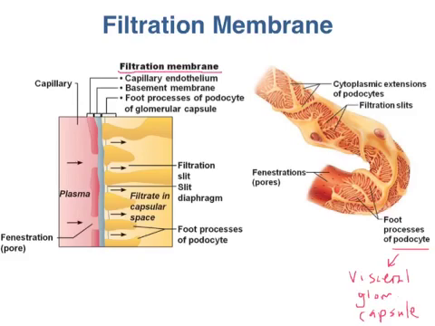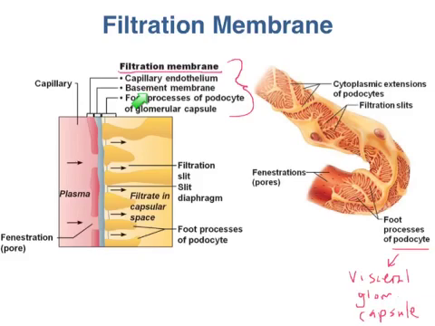And there are three components to the filtration membrane. You have the capillary endothelium, so that's this stuff. And remember, it's got the fenestrations, it's got the pores, so it's very permeable. You also have the basement membrane, which is that little bit of connective tissue between the endothelium and the podocytes. And the third component is the foot processes of the podocytes. These foot processes are these little extensions of the cytoplasmic extensions. Some textbooks refer to this basement membrane as the dense layer.